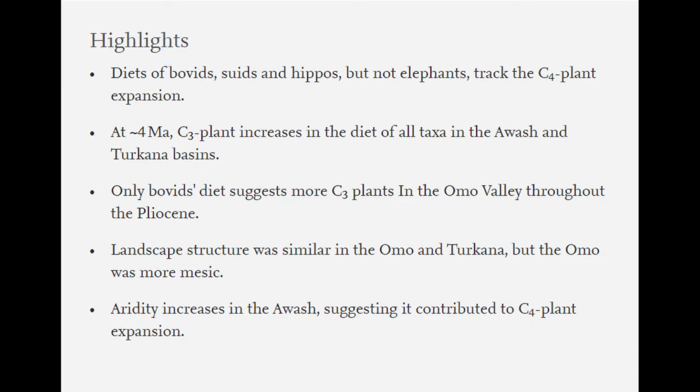Landscape structure was similar in the Omo and Turkana, but the Omo was more mesic. And aridity increases in the Awash, suggesting it contributed to C4 plant expansion. So this is going to be an interesting paper. Let's have a look and see what the abstract says.